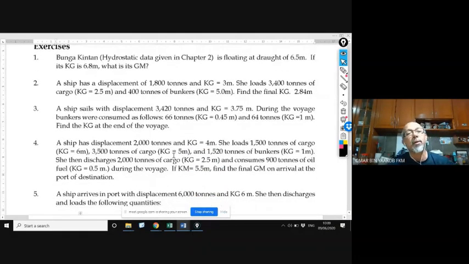So question number 1. Bunga Kintan is our hypothetical ship that we have seen in chapter 2, hydrostatic data given in chapter 2. So we are going to refer to this later when we go to the other chapters as well. We're going to refer to Bunga Kintan. So it is now floating at draft of 6.5 meters. If its KG is 6.8, what is its GM?